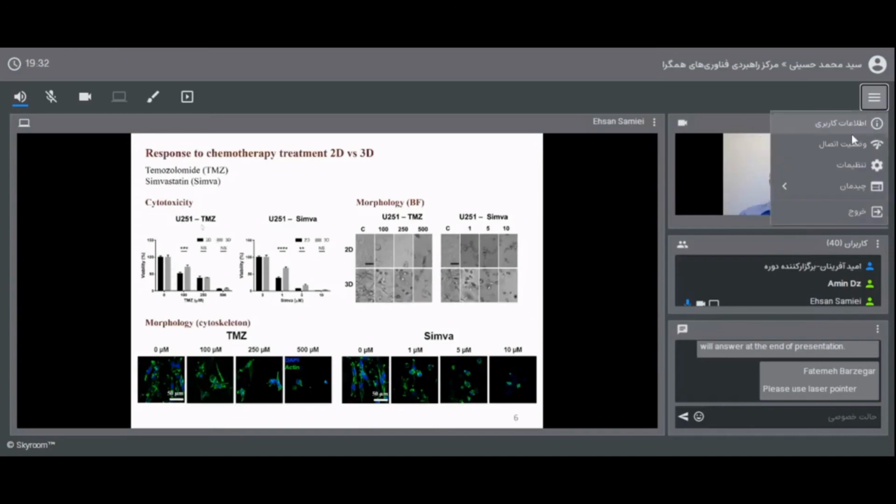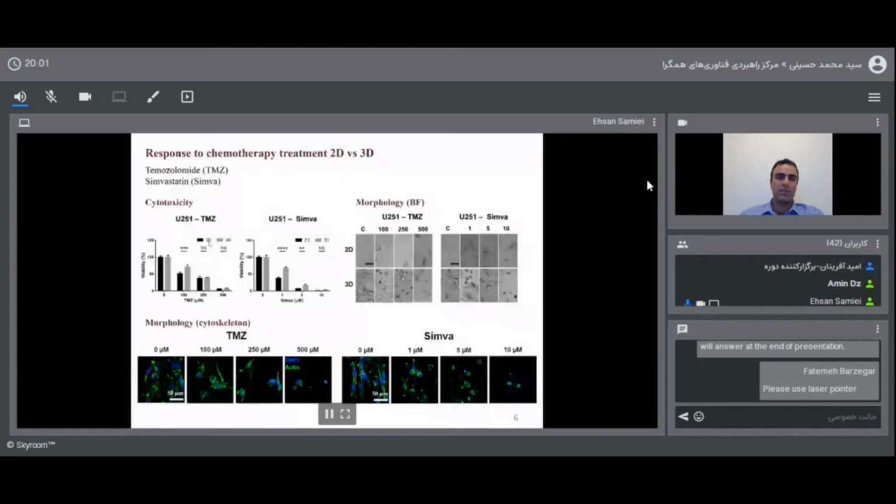So the viability or cytotoxicity analysis showed a dose-dependent effect of the drugs on the cells. And as you can see, by increasing the drug concentration, the viability of the cells decreased. But the main observation in this test was that in comparison of the 2D culture and the 3D tumor-on-chip model, the model was more resistive to the drug. So the viability was significantly higher than the monolayer cell culture in both drugs.